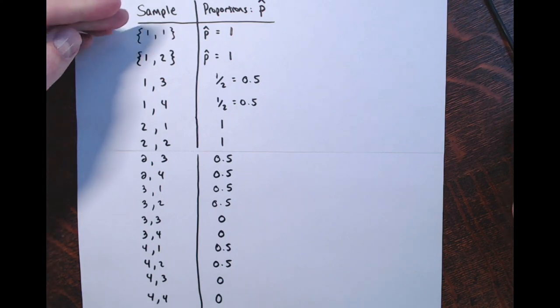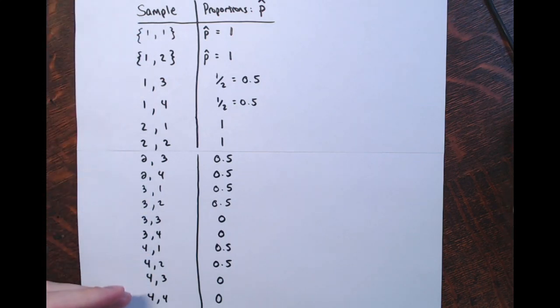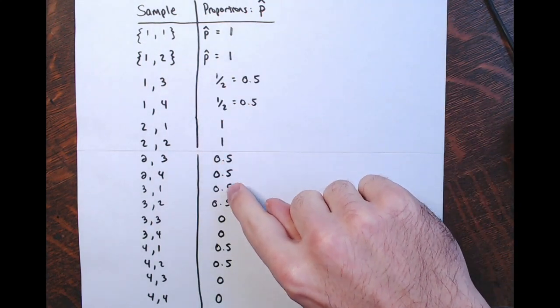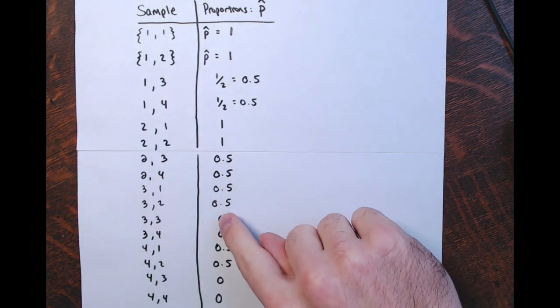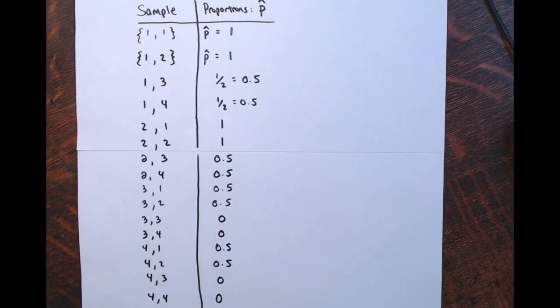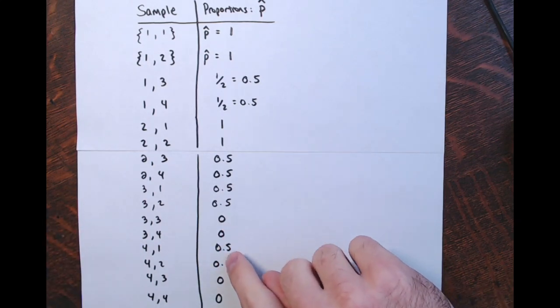Okay, so I've written all those out. Here's all 16 different ways I could pull 2 values from 1 through 4, all 16 possible samples of size 2, and the proportion of successes. Here I counted success as being less than 3. It depends on how you count a success. So for these samples it's 1, 1, half, half, 1, 1, half, half, half, half. Then 0, 0, because 3 and 3, 3 and 4, none of those are less than 3, so the proportion is 0 out of 2. Then half, half, 0, 0.